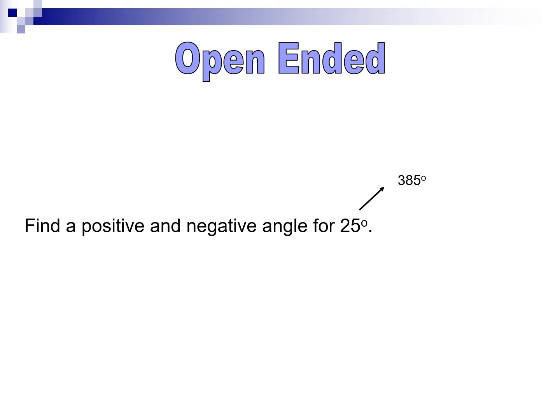Now there's infinitely many answers. You can continue to just add 360 every time, and all of those answers will be the same as 25 degrees. But that's the most simple way. To get a negative answer, you just subtract 360 degrees to get negative 335 degrees. That is going to be the same as 25 degrees. And then again, if you continue to subtract 360 degrees every time, all of those answers will be equally correct.